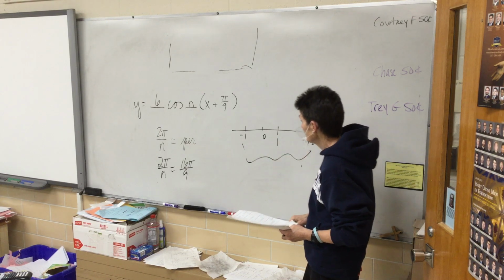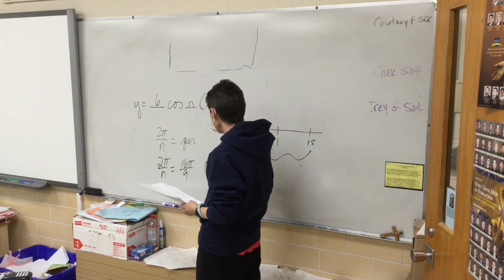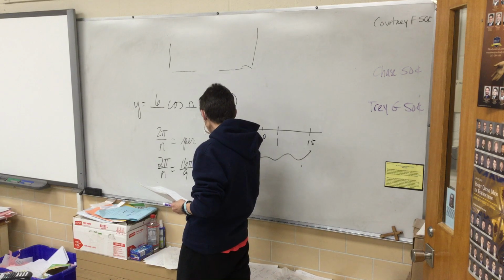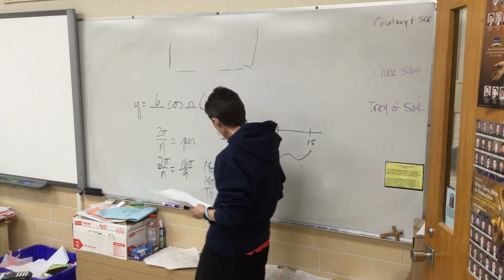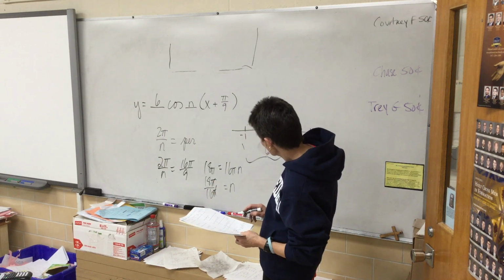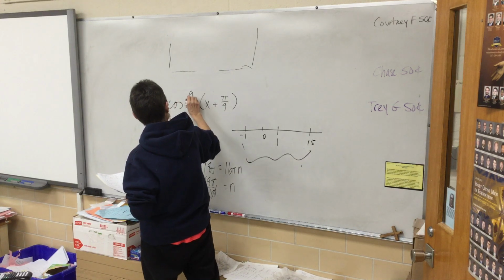Okay, so 18 pi equals 16 pi n. So n equals 18 pi over 16 pi. Pi's cancel, and that reduces to what? 9/8. So this number is 9/8.